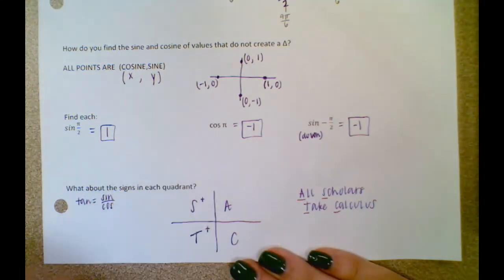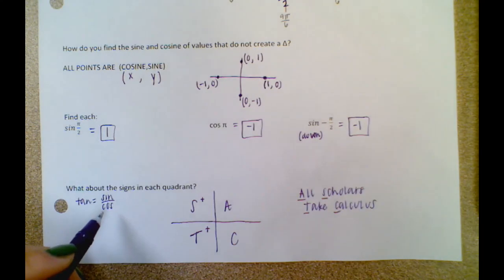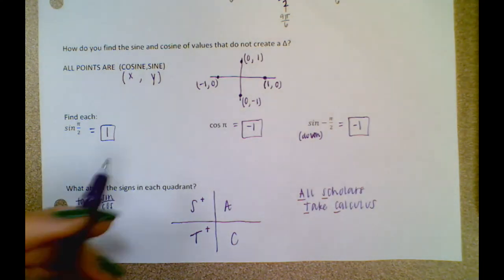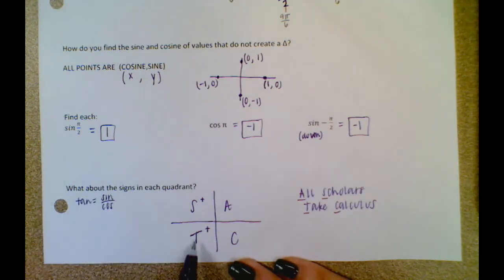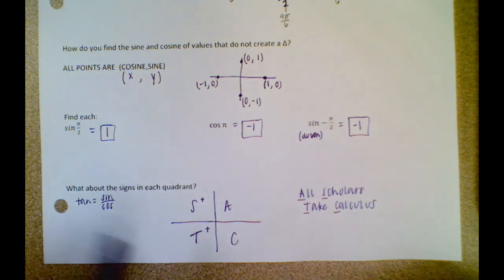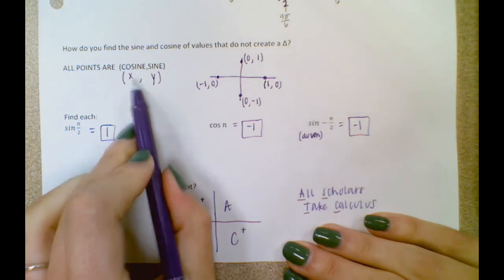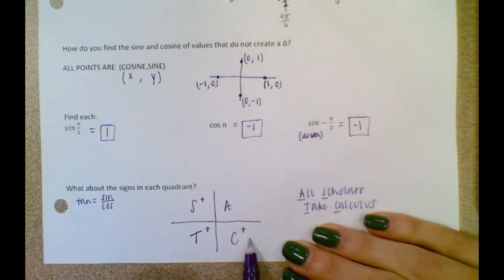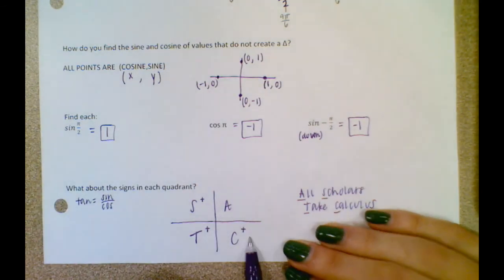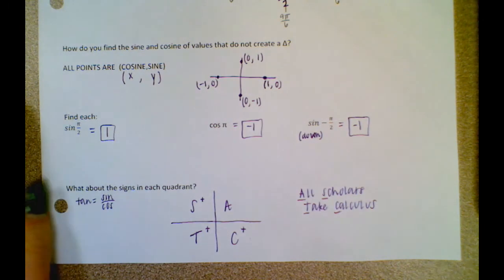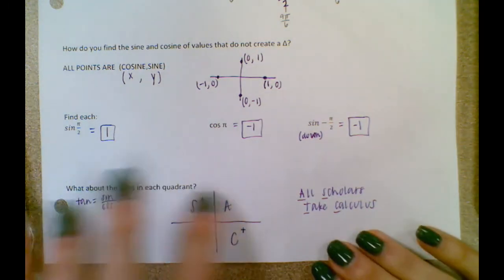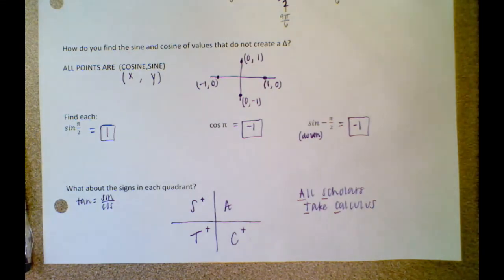Tangent is positive down here in quadrant 3 because tangent, remember, is sine over cosine. Well, your x and your y values are both negative. Two negatives make a positive, right? And then cosine is positive down here because those are your x values, and for any coordinate point in this quadrant, the x value is positive, so that's why. All right, but honestly, if you just remember All Scholars Take Calculus, you'll be fine. I just wanted to explain the reasoning there, okay?